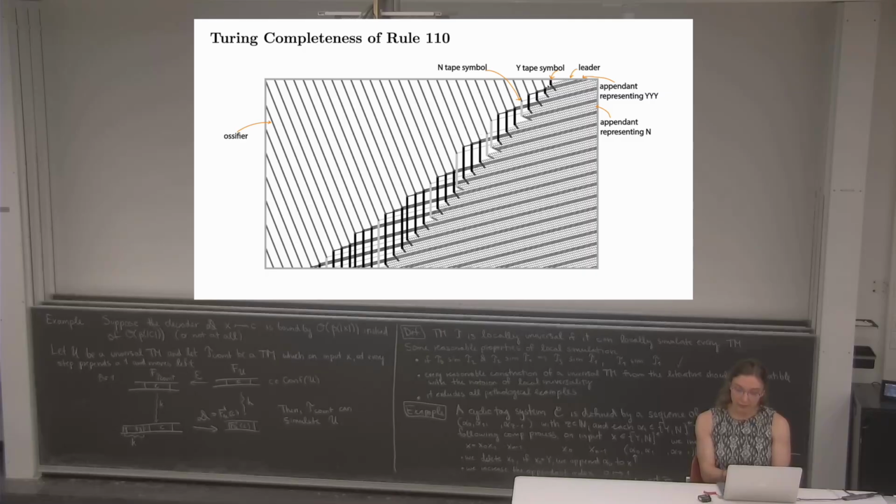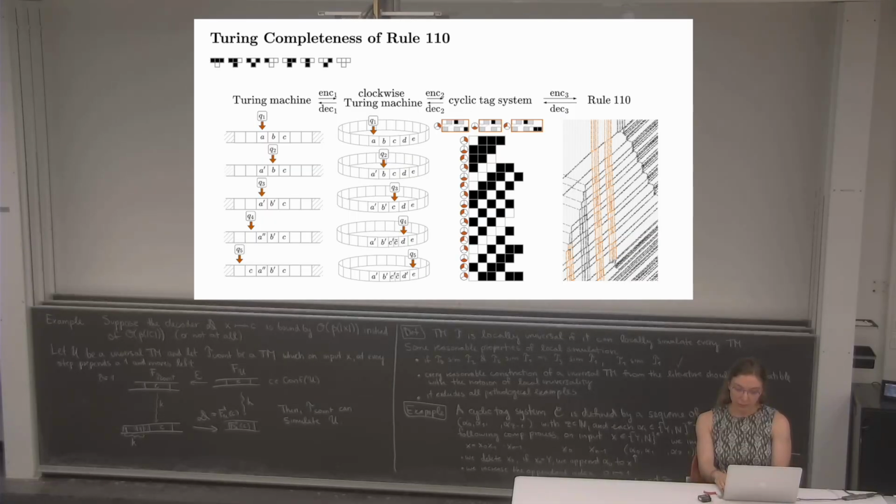So this is a scheme from Cook's paper which illustrates this. What you see here is a cyclic tag system which has two appendants, one YYY and the second one N. Coincidentally, it is the one I showed you as an example, with the initial tape symbol being Y. And this is essentially a very high-level overview of the space-time diagram of Rule 110 and how it encodes that information. So let's go back to the space-time diagram.